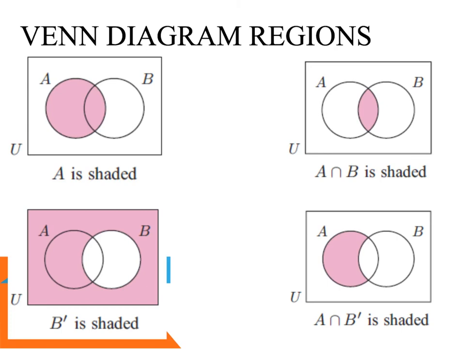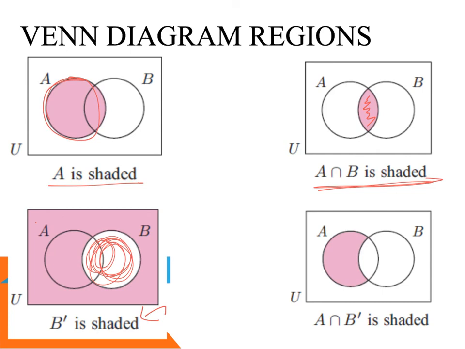All right, so Venn diagram regions. In this one, set A is shaded. Notice the entire circle A is shaded. Here, the intersection is shaded, what they have in common. Here, not B is shaded, or the complement of B, because everything but B is shaded. We have B here that's not shaded, so not B, or the complement of B.